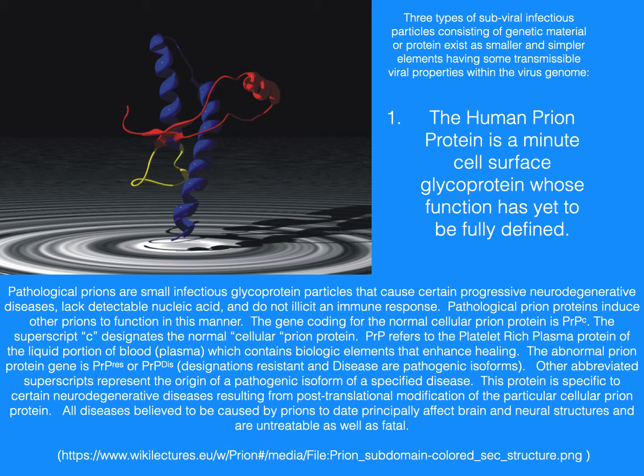Three types of subviral infectious particles consisting of genetic material or protein exist as smaller and simpler elements having some transmissible viral properties within the virus genome. 1. The human prion protein is a minute cell surface glycoprotein whose function has yet to be fully defined.